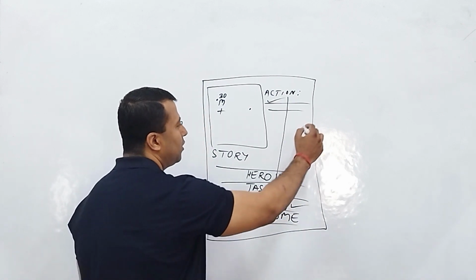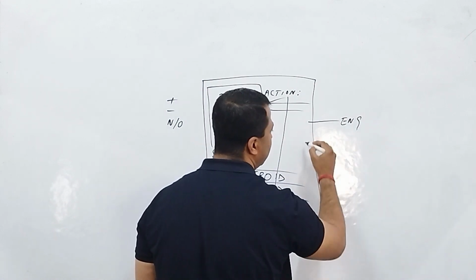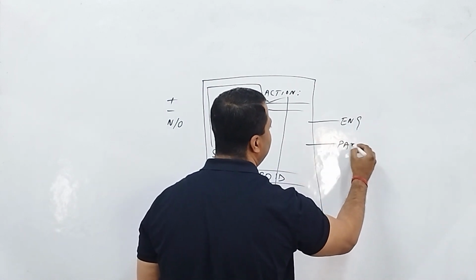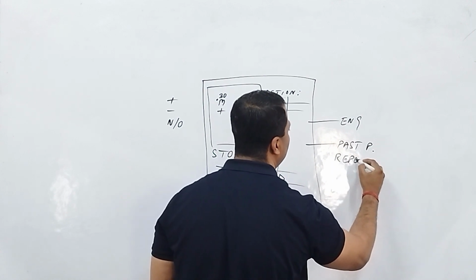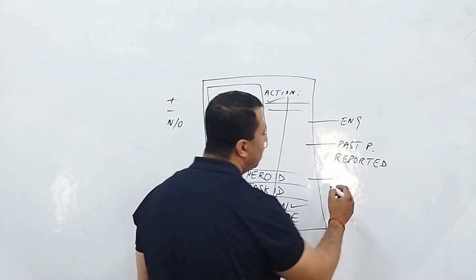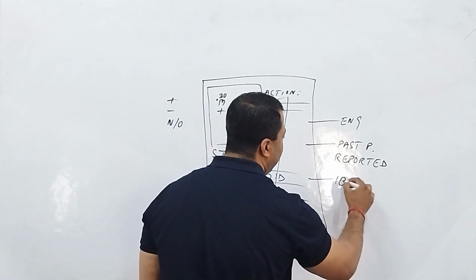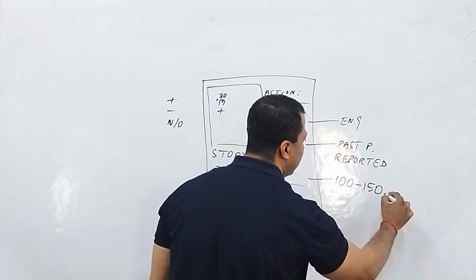Okay. One more thing which you have to keep in mind, that you will have to write your stories in English. You have to write your stories in past perfect tense or reported speech. And you have to write your stories in a reference range of words which is 100 to 150 words.